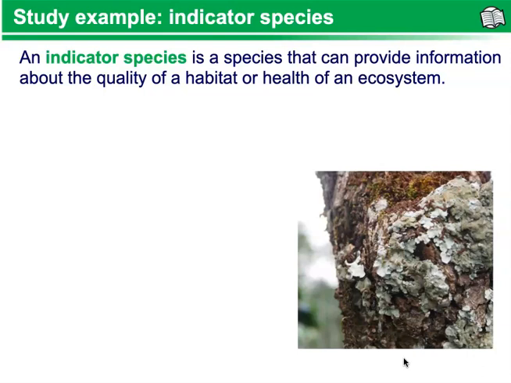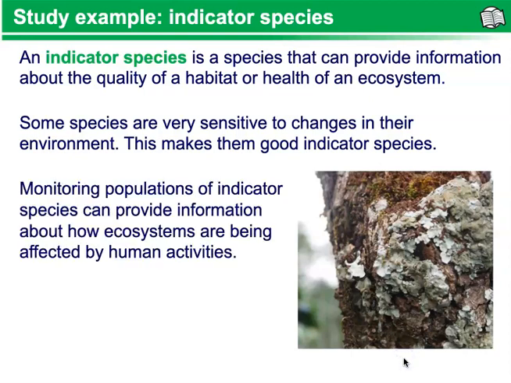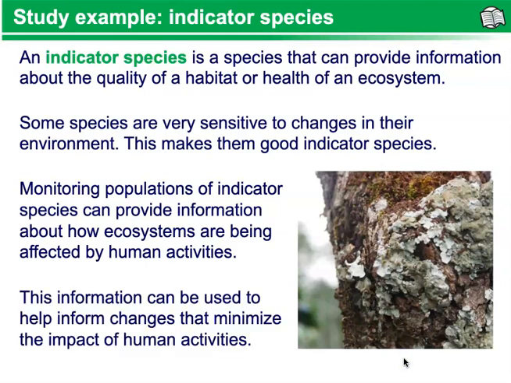So an indicator species is a species that can provide information about the quality of a habitat or health of an ecosystem. Very similar to what we just learned about with lichen. Some species are very sensitive to changes in their environment. This makes them good indicator species. Monitoring populations of indicator species can provide information about how ecosystems are being affected by human activities. This information can be used to help inform changes that minimize the impact of human activities.